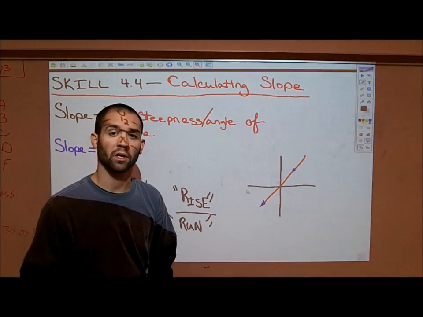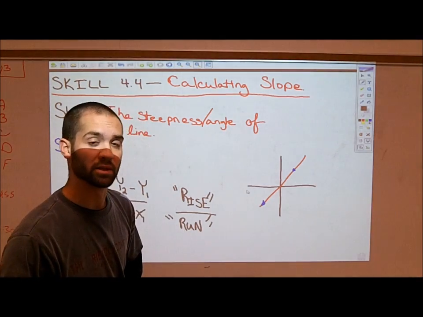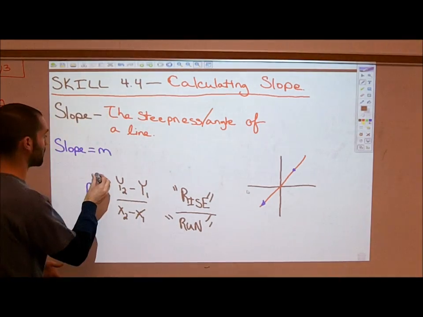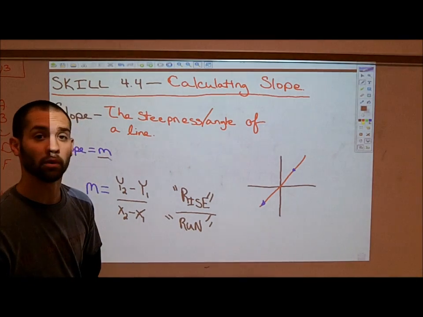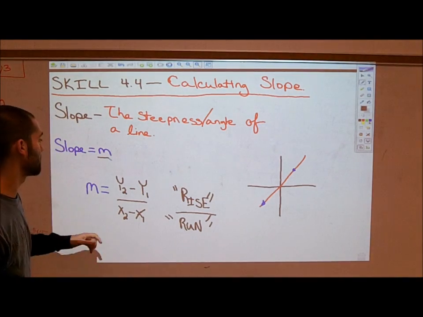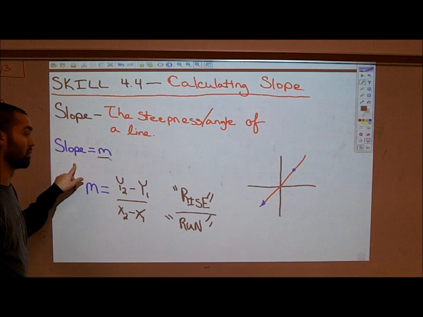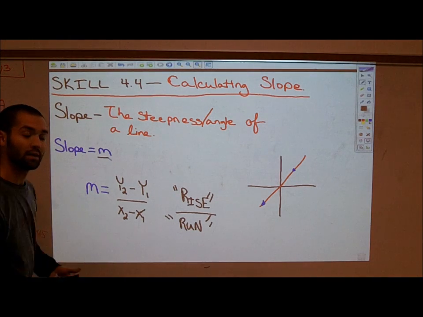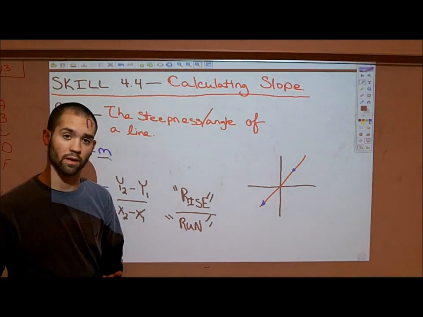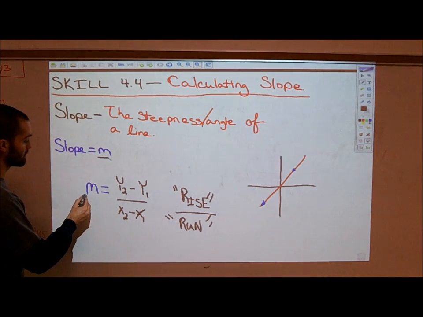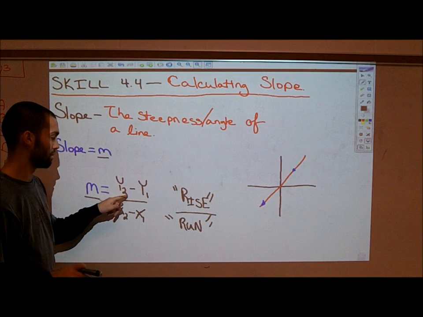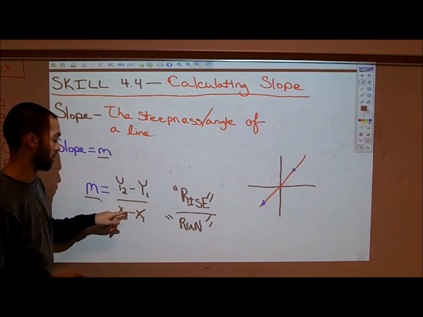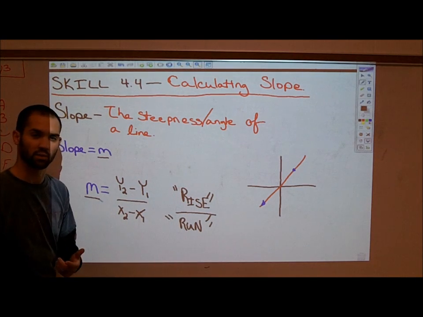With slope, when you're working with it algebraically, it'll be denoted as the letter m. Anytime you see the letter m, 9 times out of 10, it stands for slope. Well, slope has an equation. Slope is equal to y2 minus y1 over x2 minus x1.